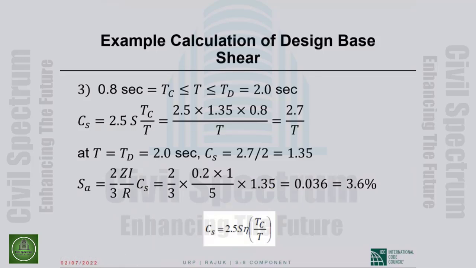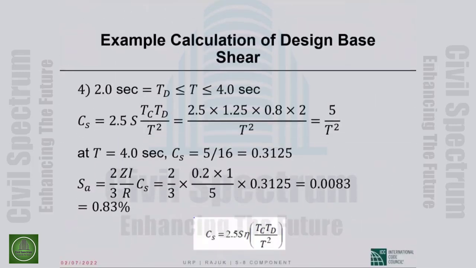So at the beginning of the flat top, it is 9% S sub A. That means design base shear will be 9% of the seismic weight. At the end of the ramp, it is the same thing, 9%. At the end of the descending branch, when we hit T sub D, the S sub A is down to 0.36 from 0.9.